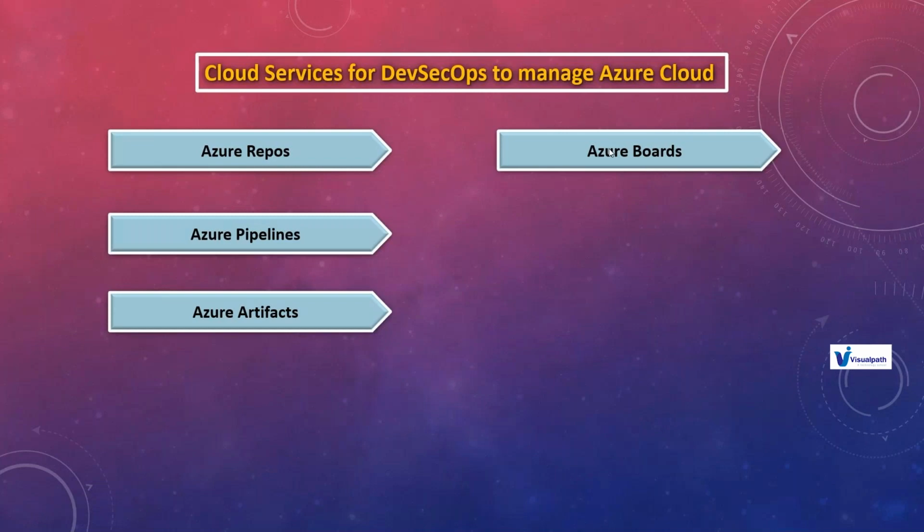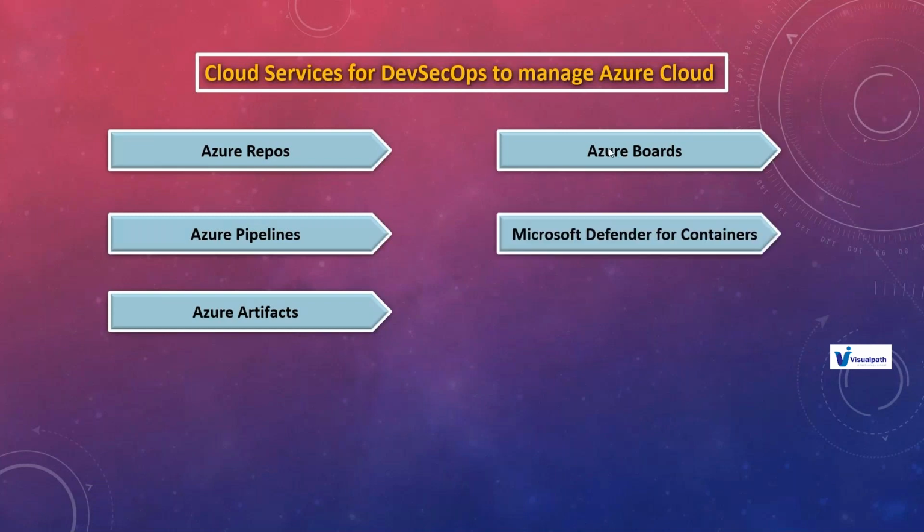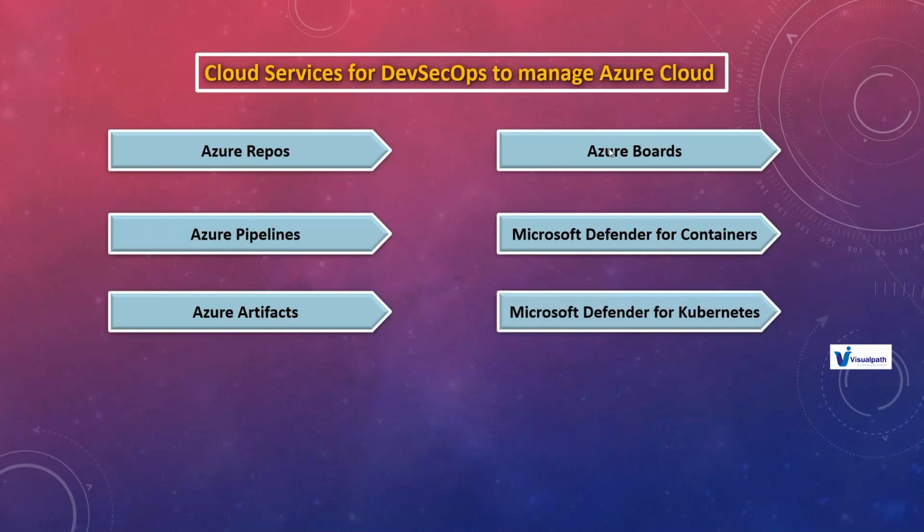Then we have to learn about Microsoft Defender for Containers and Microsoft Defender for Kubernetes. These are also two important services in DevOps that we have to integrate. But the major services in DevOps are Azure Repos, Azure Pipelines, Azure Artifacts, and Azure Boards. Azure Test Plans I'm not teaching, because Test Plans is for testers, not for us. So we are concentrating only on 4 services in Azure DevOps: Azure Repos, Azure Pipelines, Azure Artifacts, and Azure Boards.